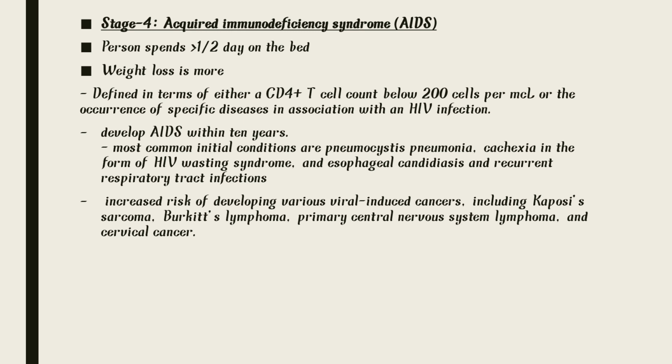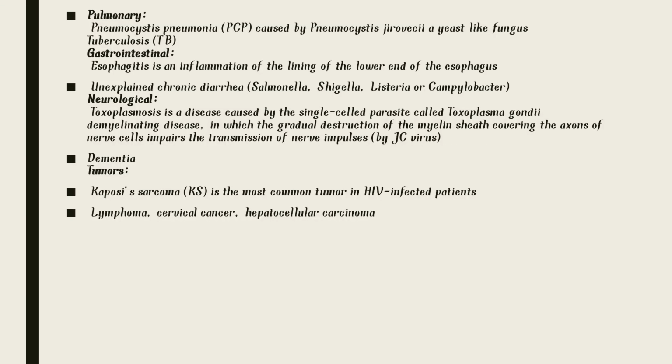Most common initial conditions are pneumocystis pneumonia, cachexia in the form of HIV wasting syndrome, esophageal candidiasis and recurrent respiratory tract infections, and increased risk of developing various virus-induced cancers, including Kaposi's sarcoma, Burkitt's lymphoma, primary central nervous system lymphoma, and cervical cancer. These are the opportunistic infections that occur along with HIV.